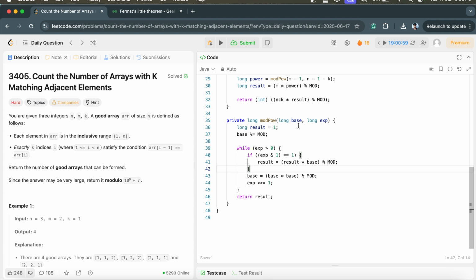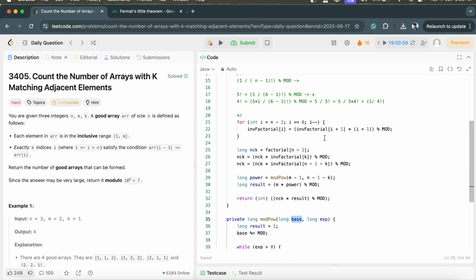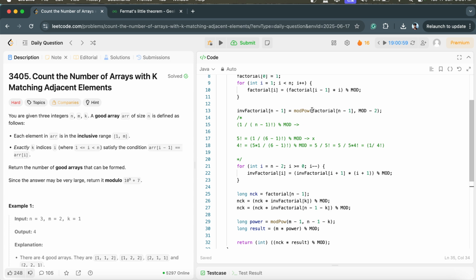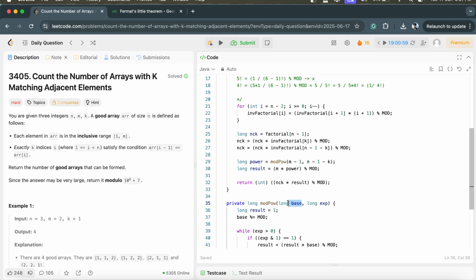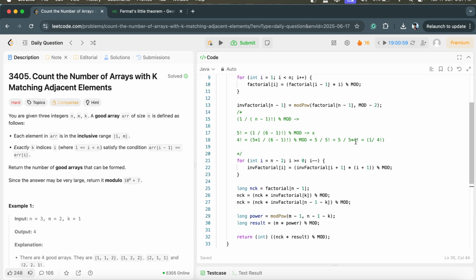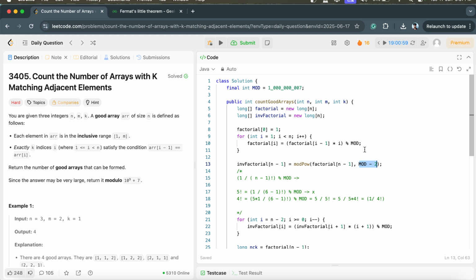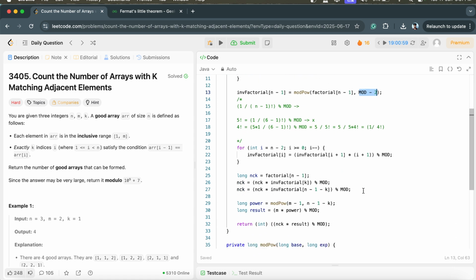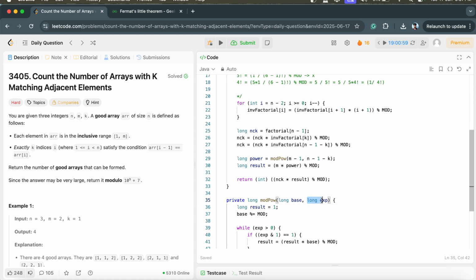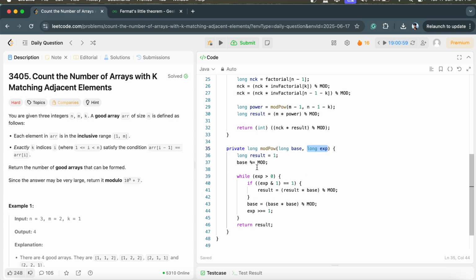So how this works: let us suppose whatever base value we put. In this case, the n minus 1 factorial value that we passed here is the base, to the power of the exponent value, mod minus 2. It is like 10 to the power of 9 plus 7 minus 2, that is the exponent we have. So what we will do is, for this base value, we first see if it is going out of bound. If it is, we do mod, and we get the base value.